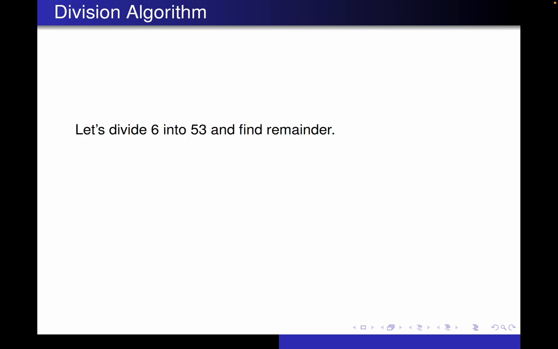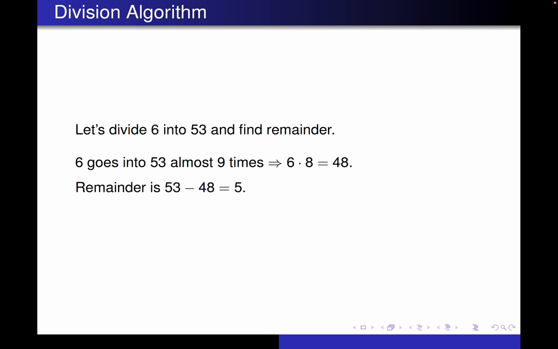So let's see what happens when we divide 6 into 53 and find a remainder. So 6 goes into 53 almost 9 times, right? So it goes in there 8 times. If we do 6 times 8, we get 48. And if we want to figure out what the remainder is for that, we just take that 48 and subtract it from 53 to get 5.